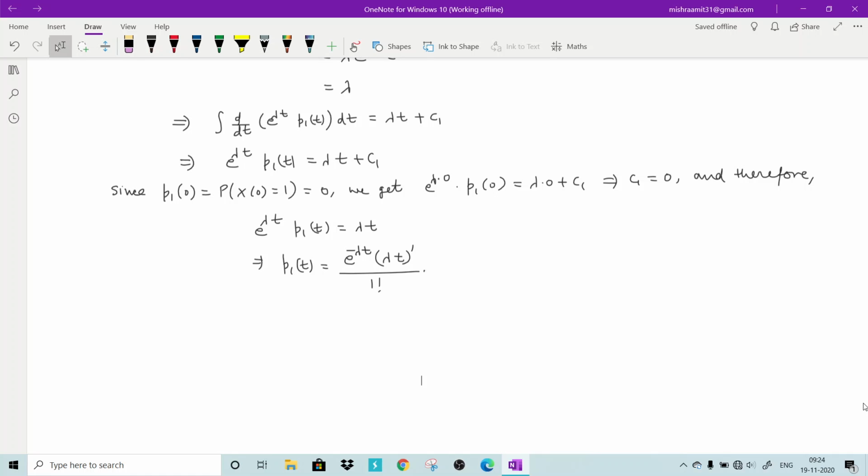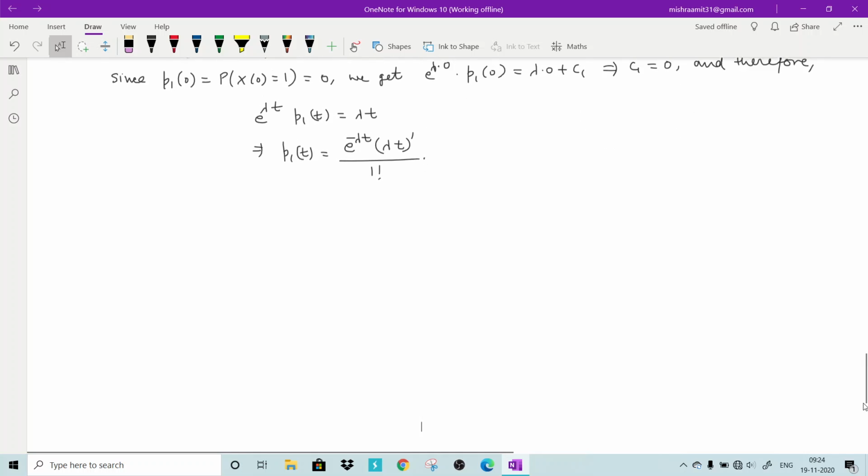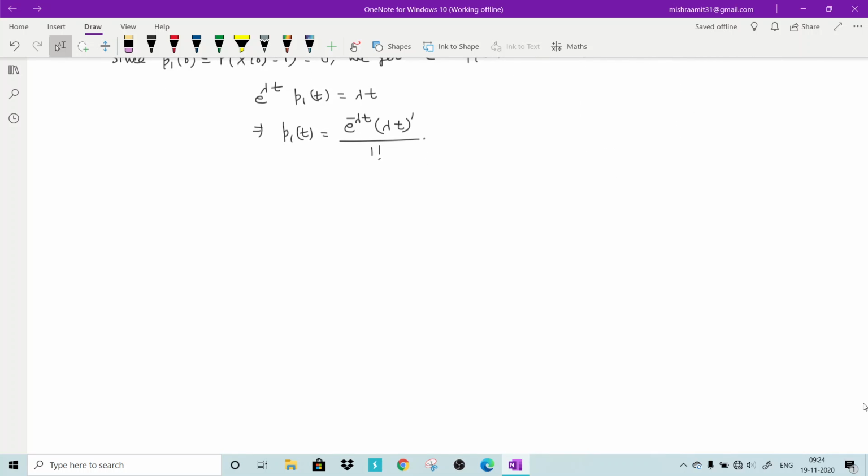So now we will use mathematical induction, and we have shown that whatever we want to prove is true for n equals 1, and true for n equals 0. So now we will assume that the statement is true for n equals k, and we will show with the help of this assumption that the statement is true for n equals k plus 1. And then by mathematical induction, we will have the statement for all n greater than or equal to 0. So now we assume this.